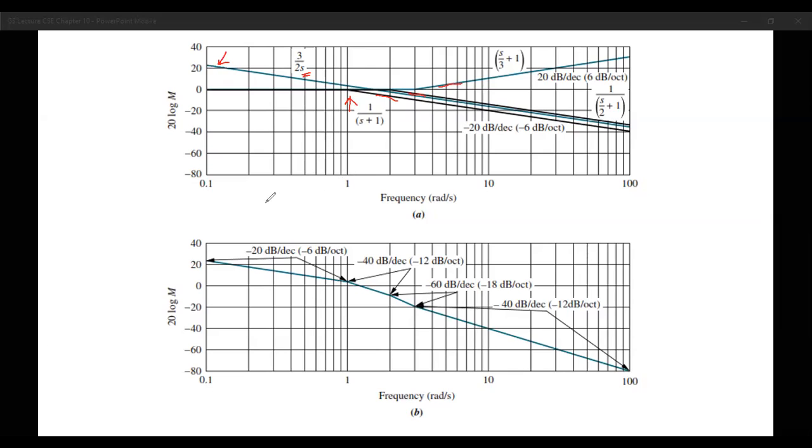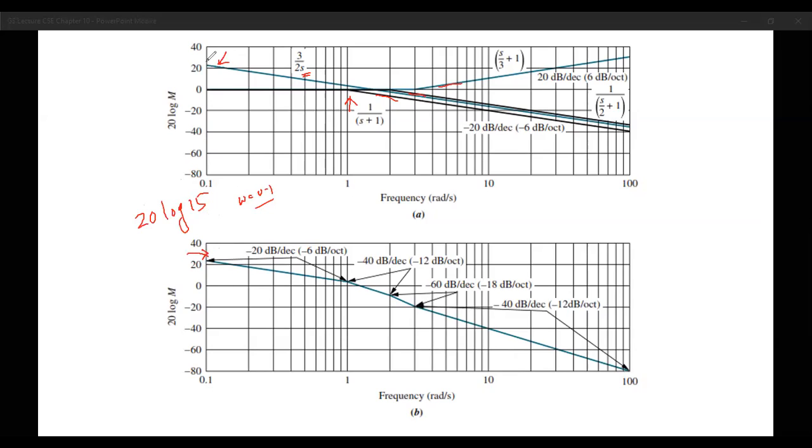So now to summarize, initially your value started from this one, 20 log 15. Okay, 15, K was 1 and omega was 0.1. For 0.1, this is the value we are going to get. So this is your starting point if you plot it.